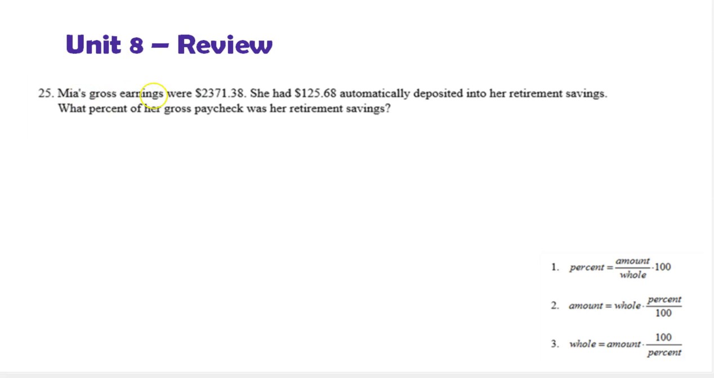So Mia's gross earnings were $2,371.38. She had $125.68 automatically deposited into her retirement savings. Now here comes the question. What percent of her gross paycheck was her retirement savings?